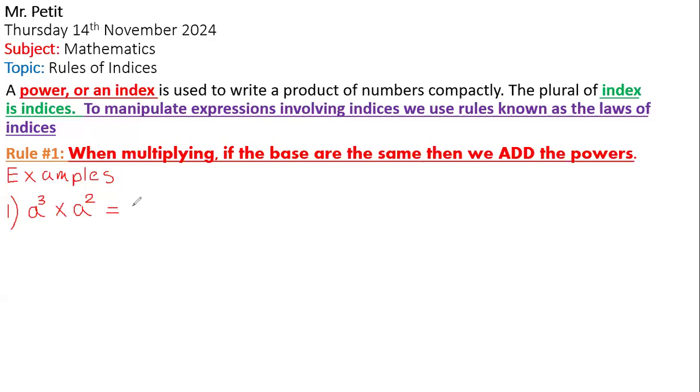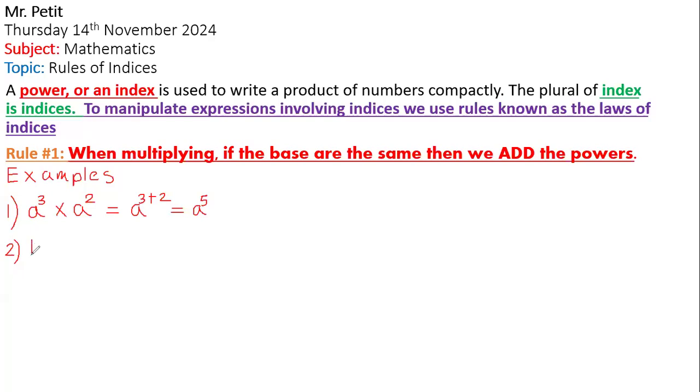So what we have to do is add the powers. So it's going to be a to the power of what? 3 plus 2. What is 3 plus 2? That's 5. A to the power of 5. All right, does that make sense? Yes, sir. Let's do number 2.